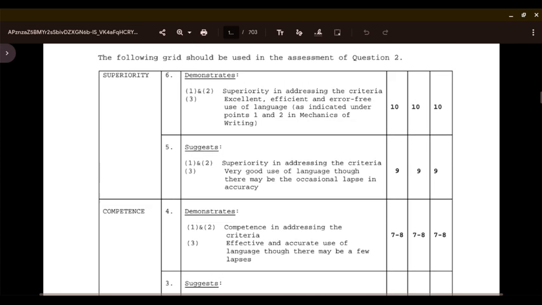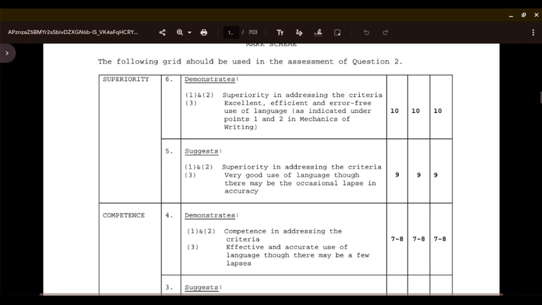And then we get to the top marks, in superiority. Level 5 suggests superiority at this level. Level 6 demonstrates superiority at this level. For content and organization of content, again, within the description, there's not much clarity. Level 5 suggests superiority, so you can always think of it as nearly perfect, nearly awesome. That gets you 9s in both categories, versus the level 6 demonstration of superiority that gets you 10s in content and organization of content.